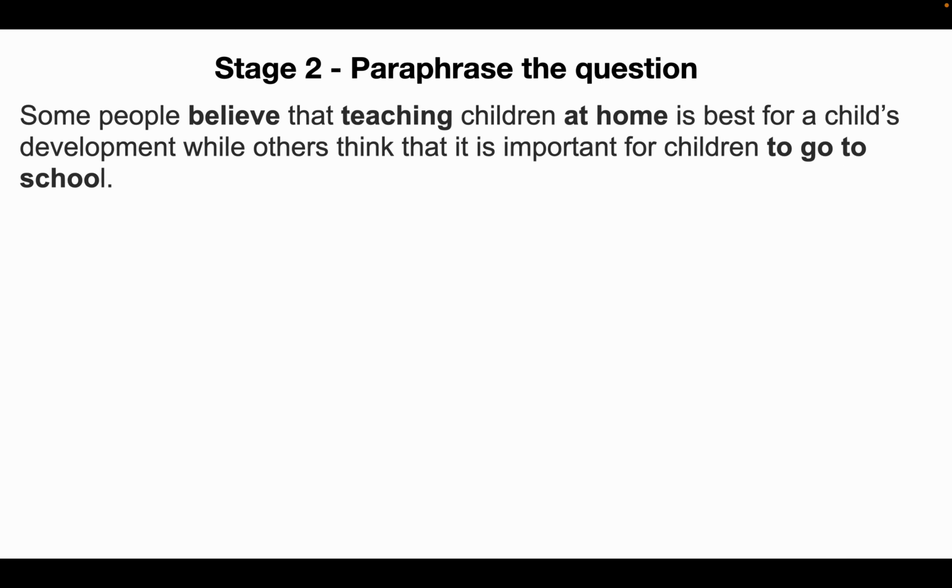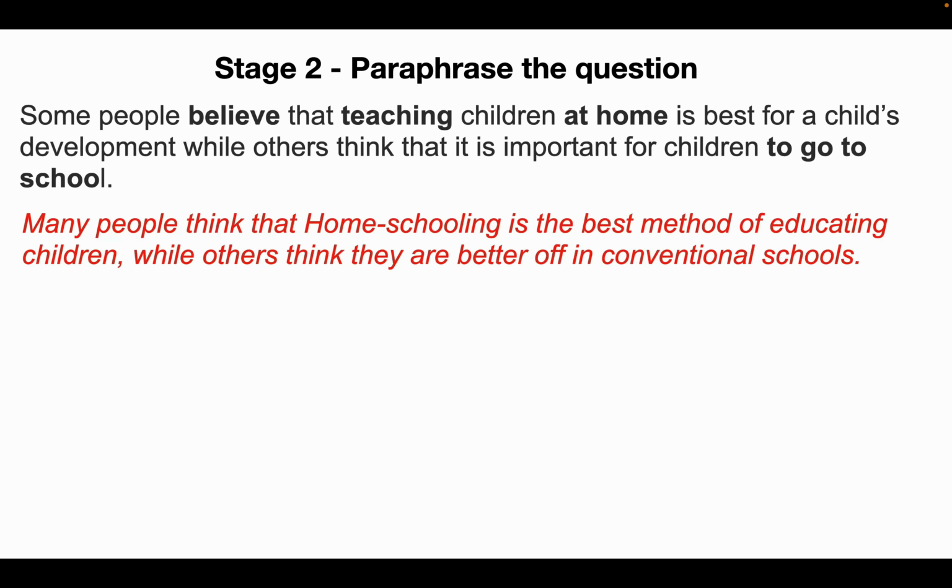Here I've highlighted the important words. Some people believe that teaching children at home is best for a child's development, while others think it is important for children to go to school. I want to change some of the vocabulary to show the examiner how good my vocabulary is. So instead of some people, I say many people. Instead of believe, I say think. Instead of teaching children at home, I said homeschooling is the best method for educating children, while others think they are better off in conventional schools.